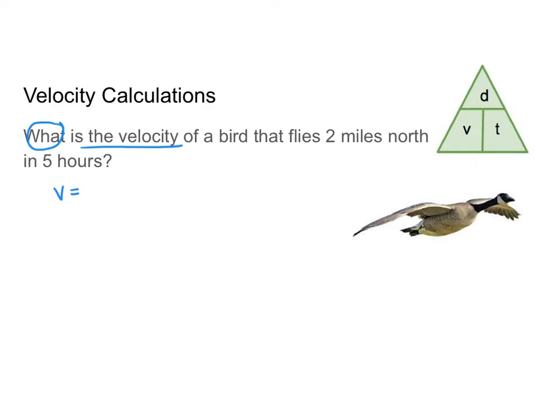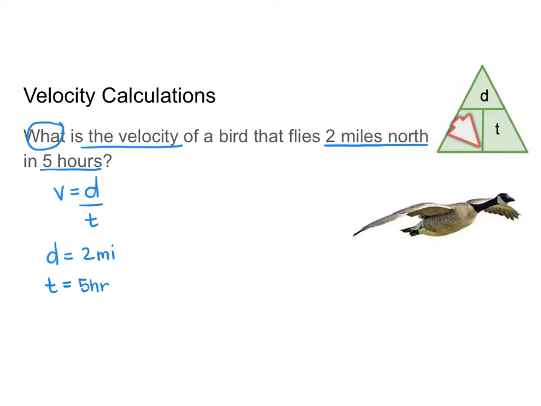When I go over to my triangle, remember to use the triangle, we are going to cover up what we're trying to find. Velocity is what we're trying to find, and we're left with d over t. So my equation is going to be d divided by t, which means that in order to solve this, I need to know what is my distance and what is my time. So I'm going to go back into my problem and see if I know that. The bird flies 2 miles north. So I see 2 miles. That tells me it's a distance, in 5 hours, and that's a time.